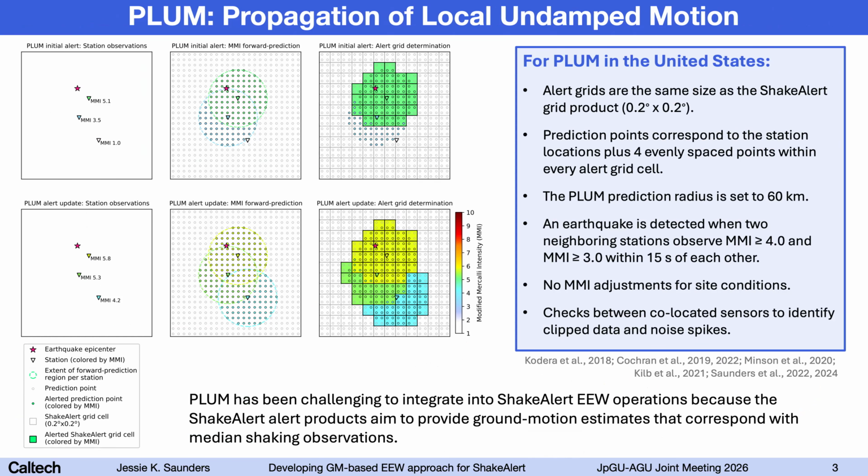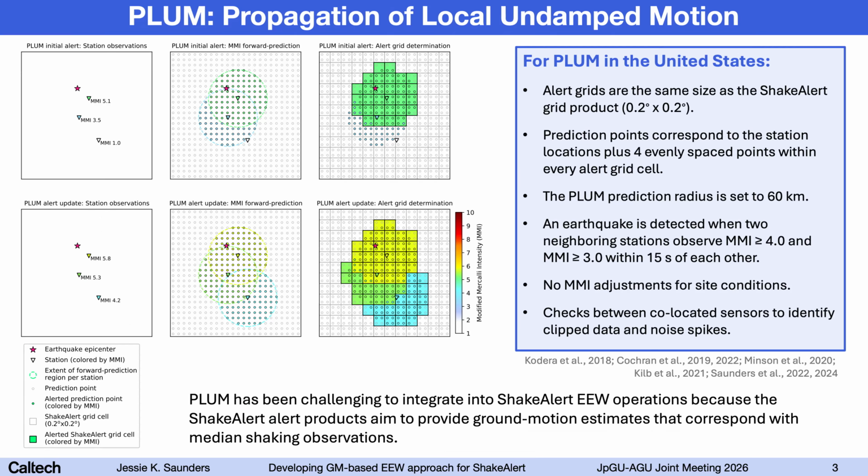The ground motion-based approach we have been investigating for the United States is called PLUM, or Propagation of Local Undamped Motion. PLUM was originally developed in Japan and is in operation in the JMA early warning system, but we've made some adjustments to how PLUM works in the United States to get it to better correspond with elements of the ShakeAlert system. These images show simple schematics of how PLUM works, where the rows show different snapshots in time.